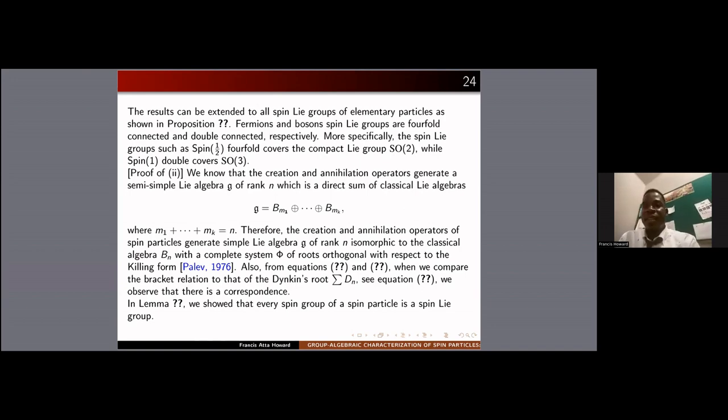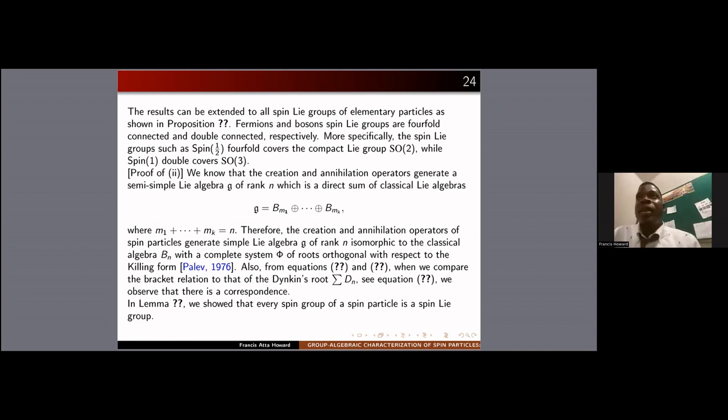I would have clarified this section from this side, that the results of what I just showed, the example of the spin zero, spin one, and the spin half, can be extended to all elementary particles. So when we take a fermion and a boson spin Lie group, the fermion are fourfold connected and the boson double connected, as we saw in proposition one. For the spin Lie groups, the spin half, which is a fourfold cover, the SO2 is a compact Lie group, while the spin one is a double cover of the SO3, which is also a compact Lie group.